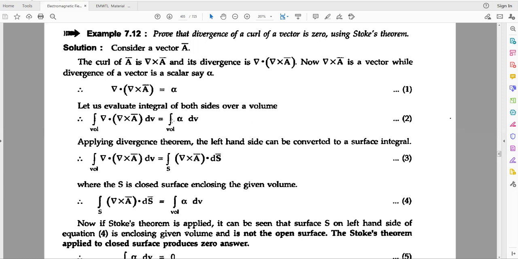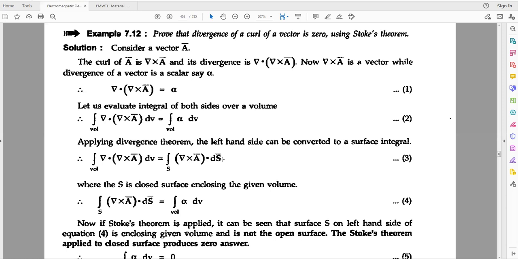the integral of alpha dV. Applying the divergence theorem on both sides, the left hand side can be converted into a surface integral. When the volume integral is converted to a surface integral, we can write this function as del cross A bar. Since alpha is equal to del dot del cross A bar, the surface integral is del cross A bar dot dS.